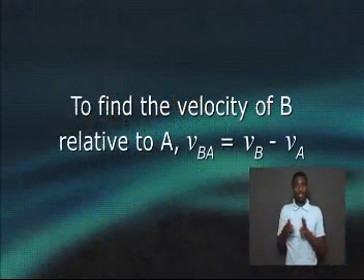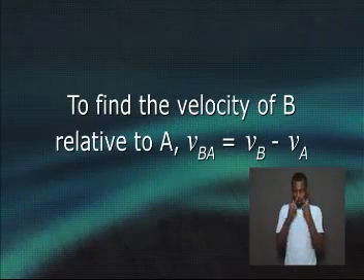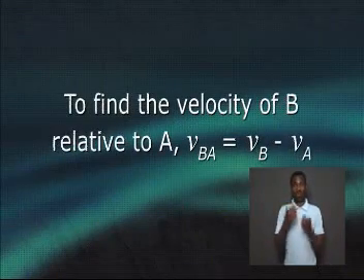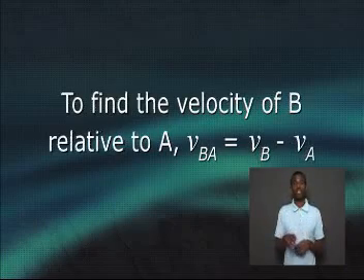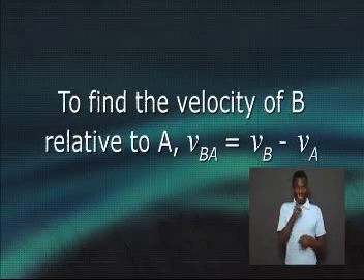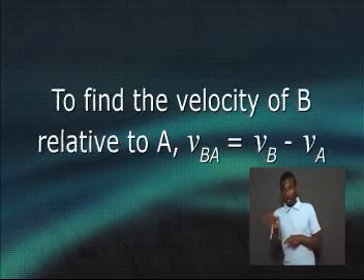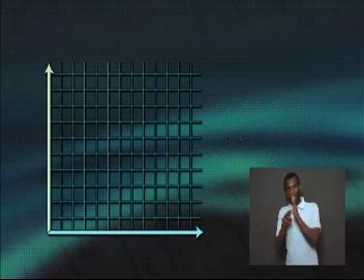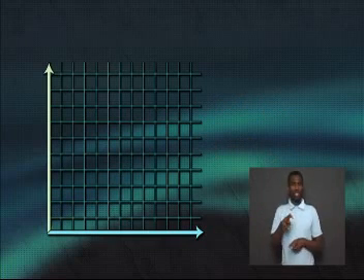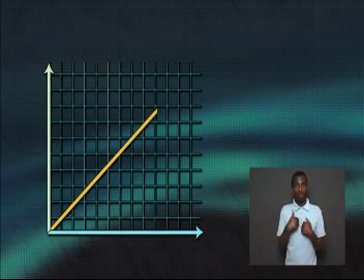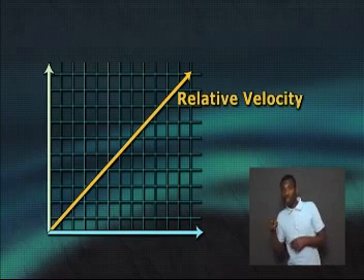We calculate relative velocity in 2 dimensions in much the same way. If the observer is not stationary, then to find the velocity of body B relative to body A, we subtract the velocity of A from the velocity of B. However, because the motion is in both the vertical and horizontal dimensions, the relative velocity will be the vector sum.